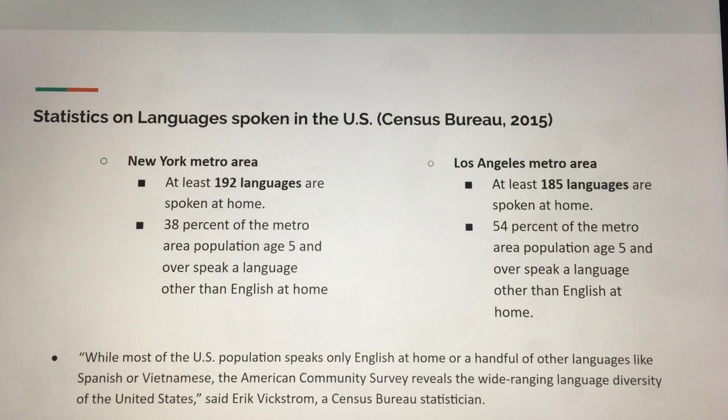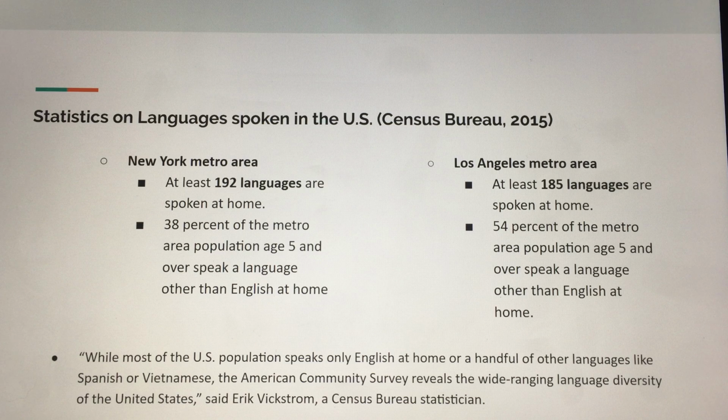All right, so I pulled up some statistics from the Census Bureau in 2015 range, and it's about the languages spoken in the U.S. So I took kind of 2 of the largest metro areas in the U.S., and it said how many languages they spoke at home in that area. So for New York, there's at least 192 languages that are spoken at home, and 30% of that population, ages 5 and up, speak a language other than English at home too.